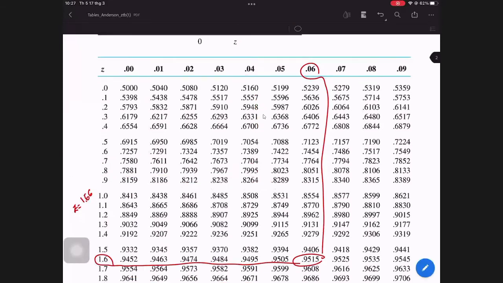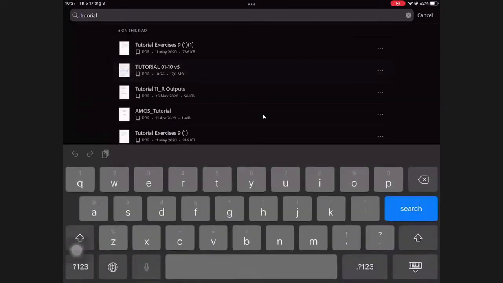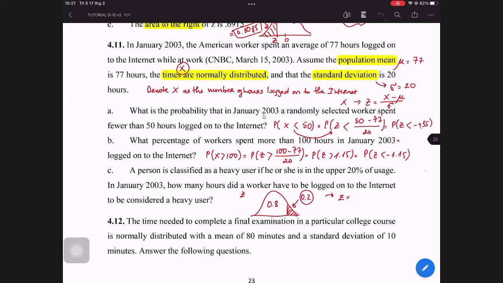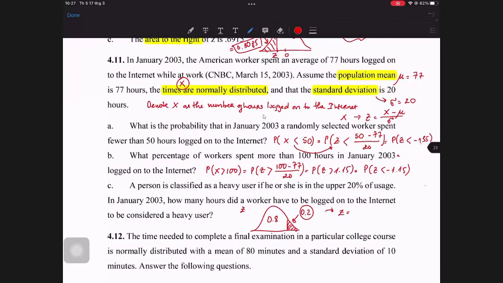So if we go back to our tutorial here, z is equal to 0.84. But now we have to find the number of hours, which is the value of x. We can easily find this using this formula here. We know that z is equal to 0.84, x is unknown, mu is 77, and sigma is 20. From this, we can easily find x equal to 93.8.